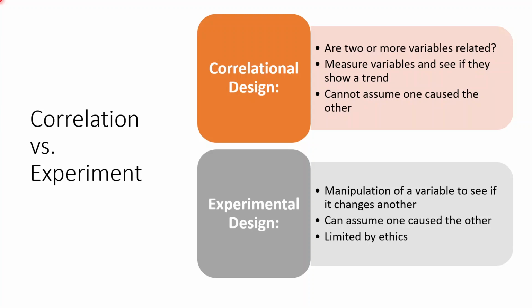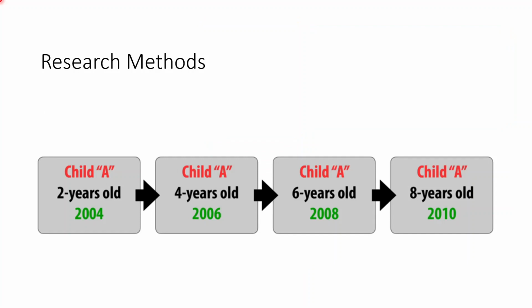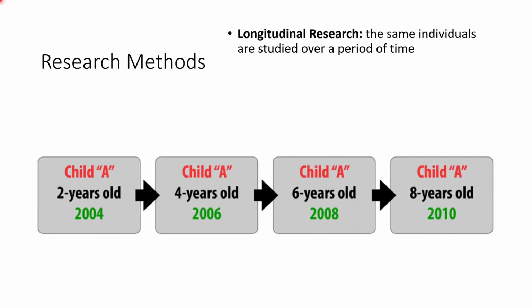It's not always acceptable to manipulate people in certain ways, and even by nature. For example, we cannot manipulate gender, so we can never have a true experiment where gender is a primary or independent variable. There are two specific types of experiments I want to make sure that we are all familiar with because they are critical to the developmental study. The first is longitudinal research. This is where we track the same individuals over a period of time.